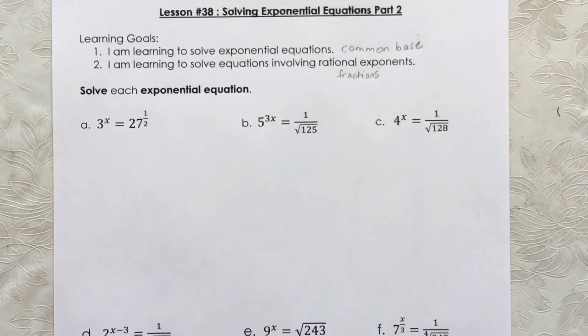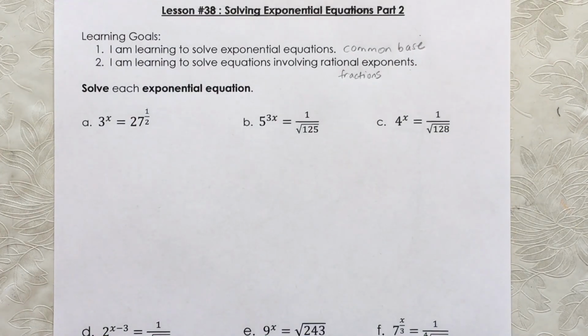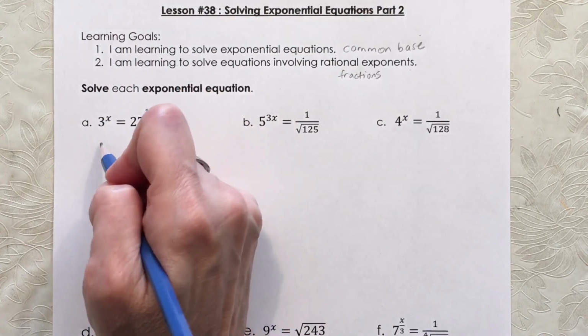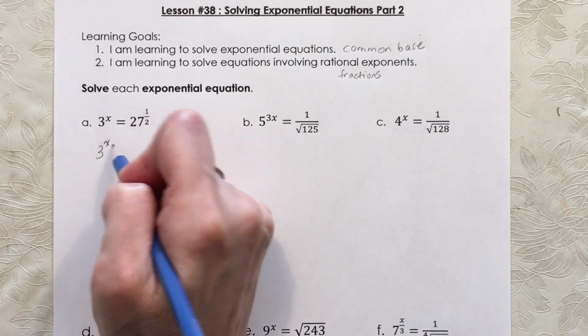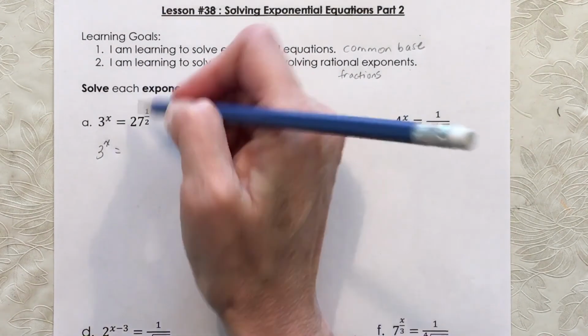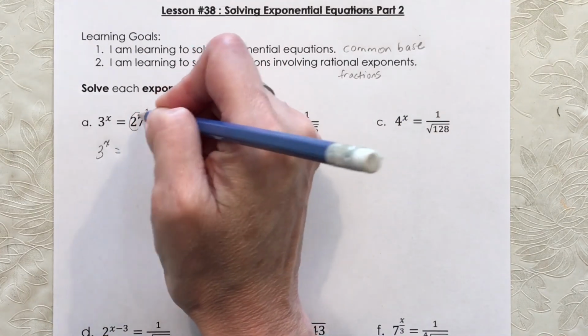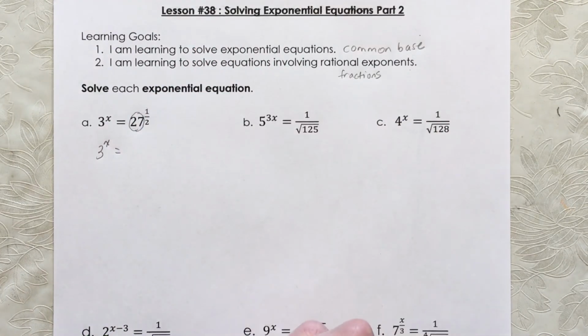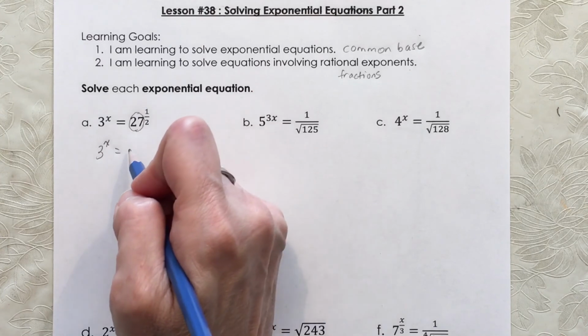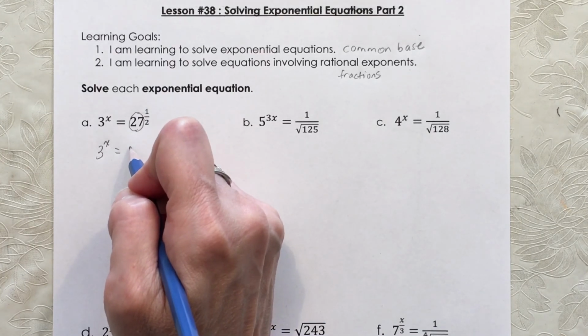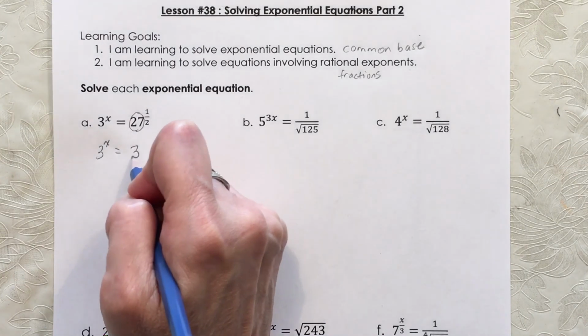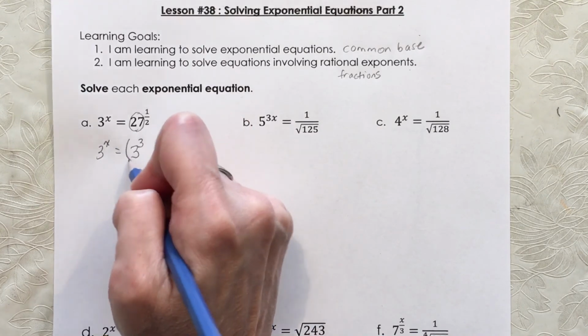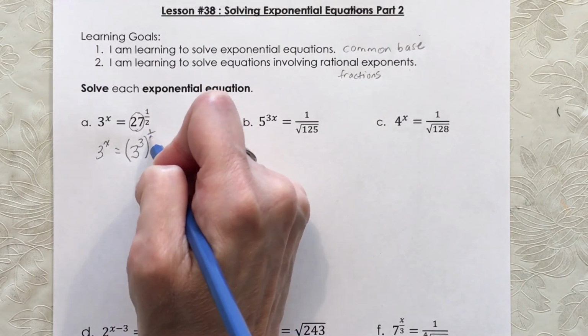All right, so solve each exponential equation. So 3 to the x equals 27 to the 1/2. So what we want to do is get a common base on both sides. So I'm going to ignore the half for right now. Can I write 27 as 3 to the something? So hopefully, based on our last day's work on fractional exponents, you know that 3 to the third is 27, and that's still to the 1/2.